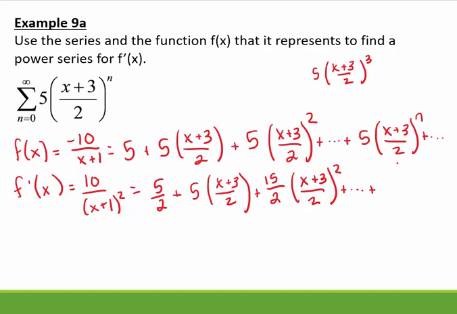Now my nth term is 5 times n, because I bring down my exponent, to the n minus 1. But then I have to take the derivative of the inside, and that becomes 2. Now just make sure that this makes sense. Oh, I forgot my plus dot dot dot. Now make sure that this makes sense. If you plug in n equals 0 to this thing, you should get that first term. If you plug in n equals 1, you should get the next term, and so on and so on.